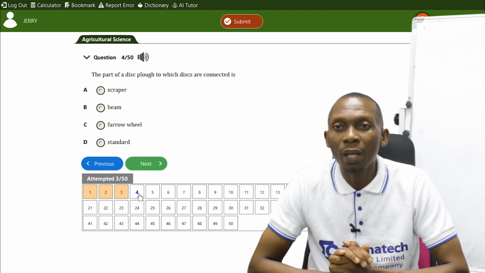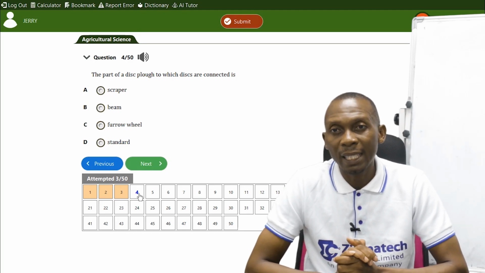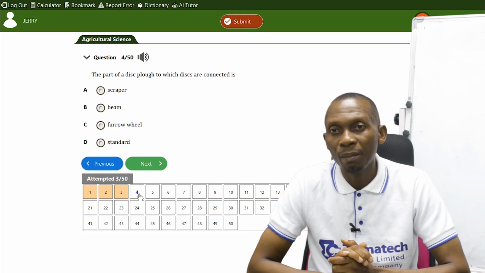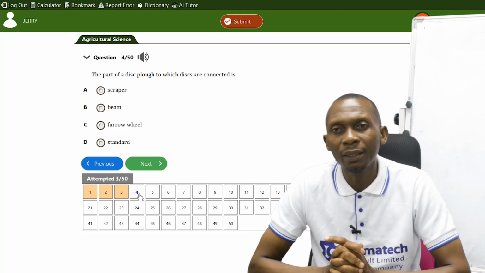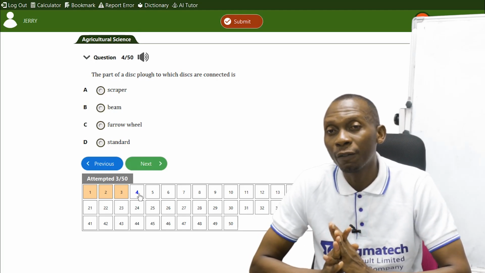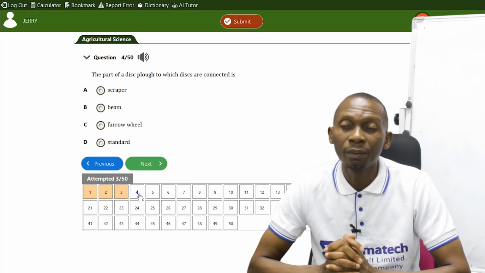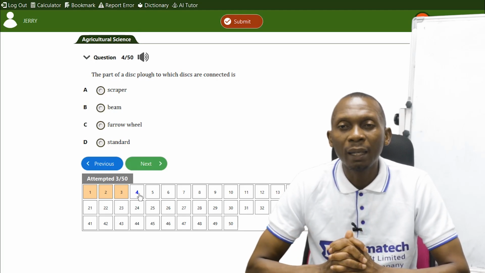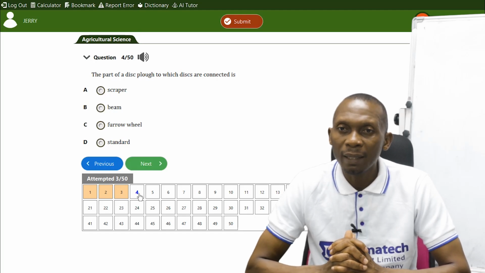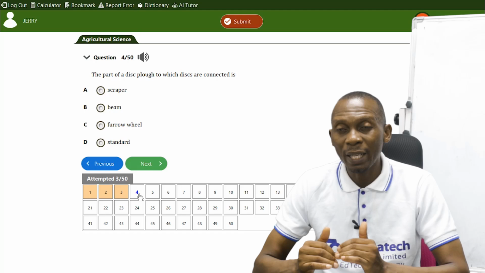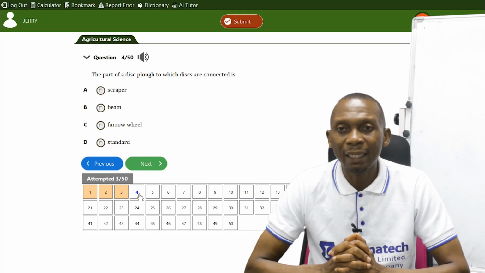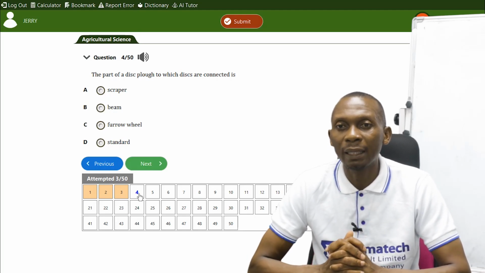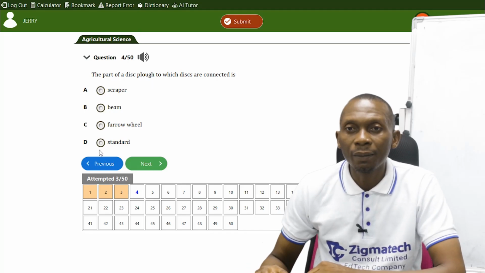The part of a disc plow to which the discs are connected is A, scraper, B, beam, C, furrow wheel, and D, standard. Now, the scraper is to remove mud that has been stuck on the disc. The beam is the support frame, and the answer is not the beam. The beam is for additional weight to the disc plow. The furrow wheel is also for support, while the standard is actually what the discs are attached to. So the answer is the standard.